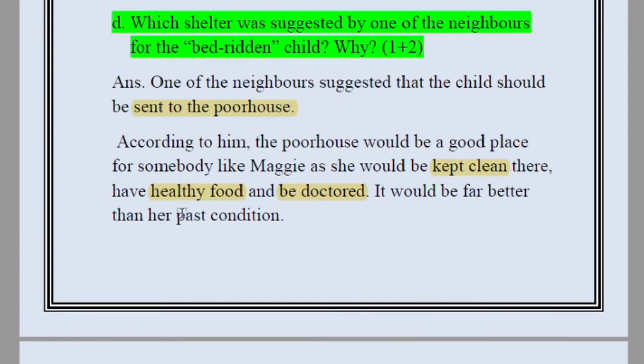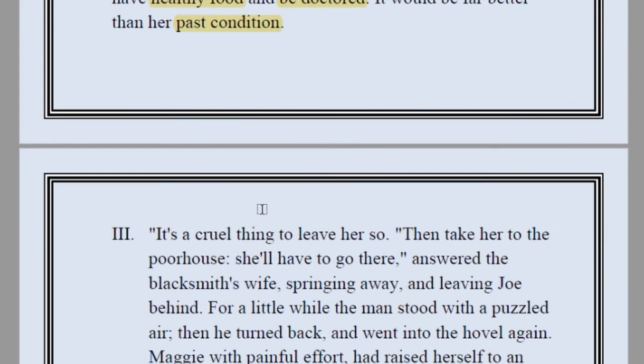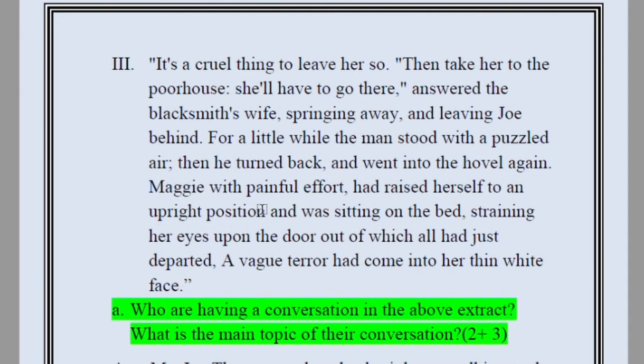Why? Because her past condition when she used to live with her mother was even more miserable. There she did not even have proper food or proper medicine, so it is better that she goes to the poorhouse where she would be taken care of. Okay, coming to the third reference.